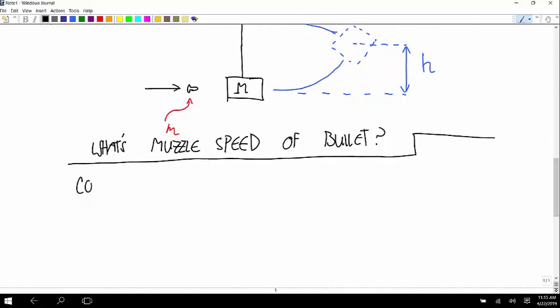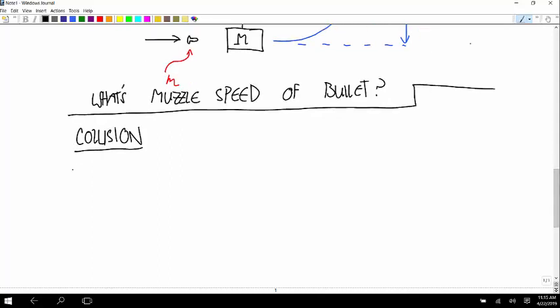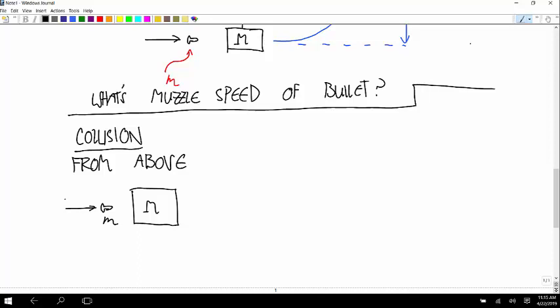Okay, so the collision. I usually like to think of these from above. But either way, you have a mass hanging here with no velocity before the collision, and a bullet coming in. It has a mass of m, and it's coming in with a velocity of, I'll call it v bullet, coming to the right.